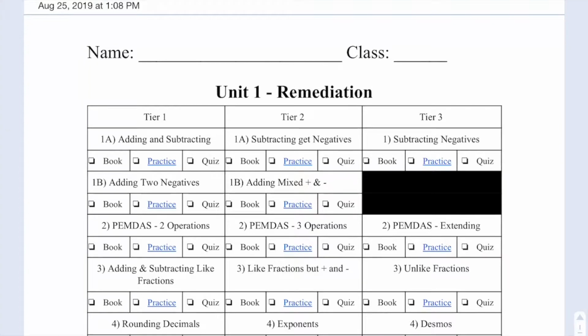Algebra 1 students. We are starting in our first booklet here, which is Remediation Unit 1. We are starting in Tier 1 with Lesson 1A, Adding and Subtracting. So go ahead and check off your booklet here, and then we will scroll down.